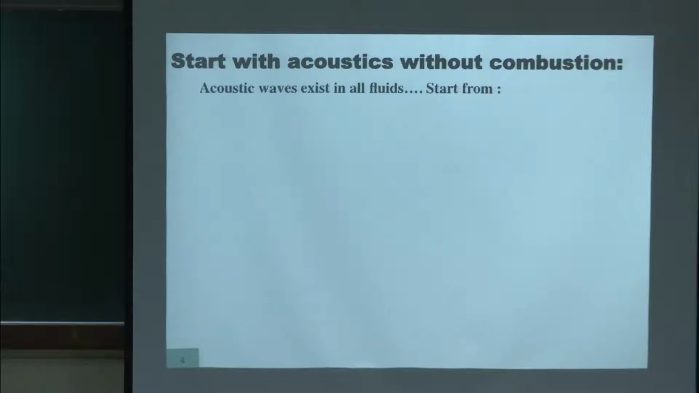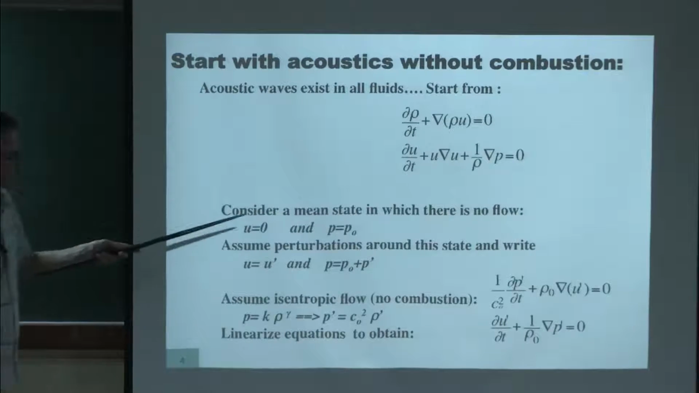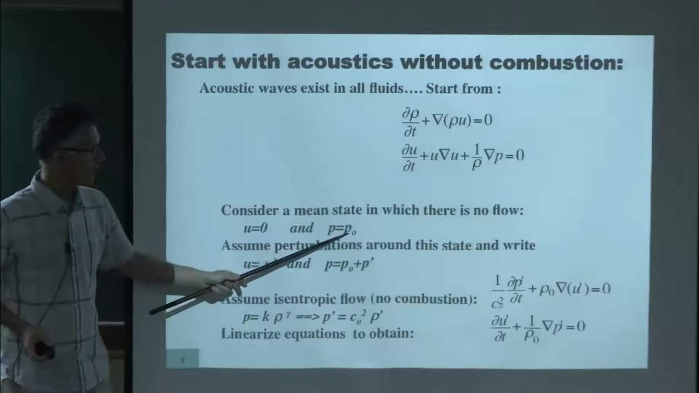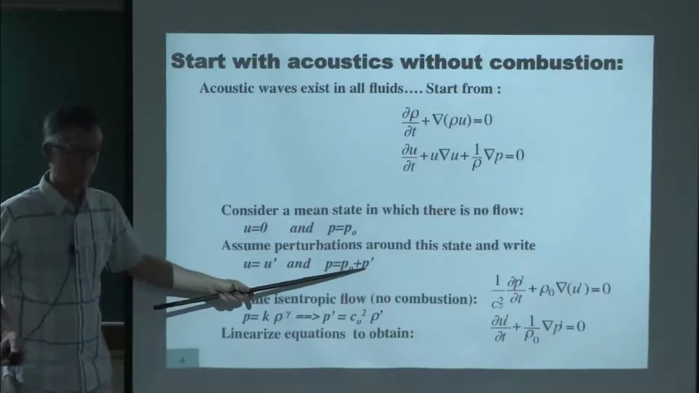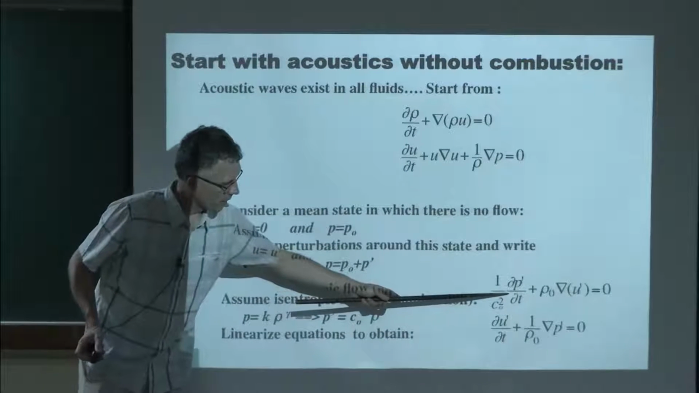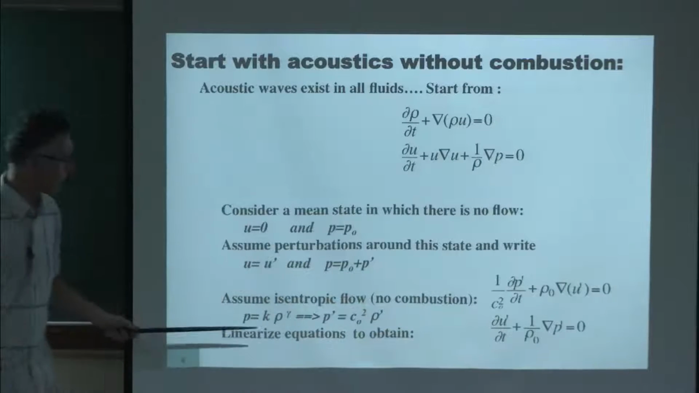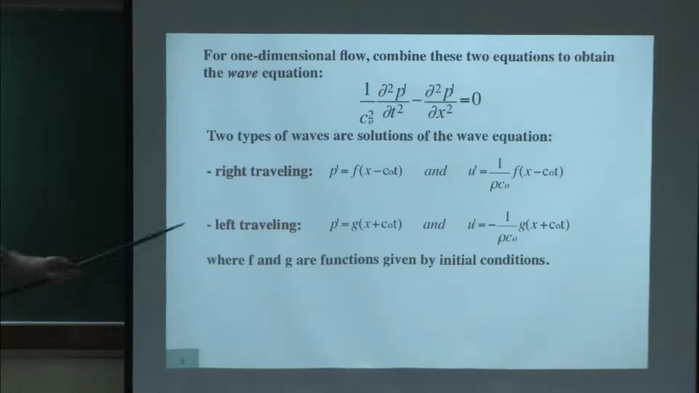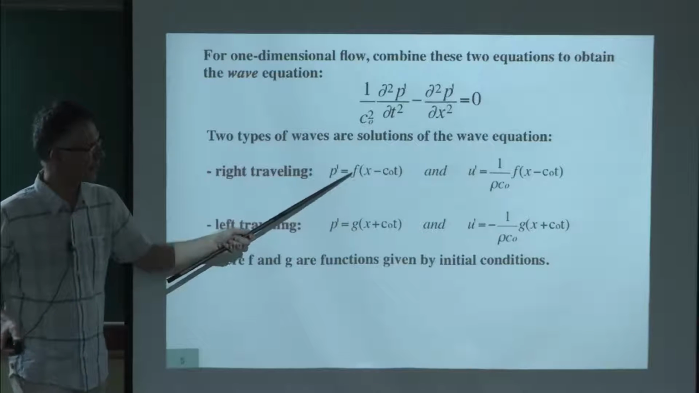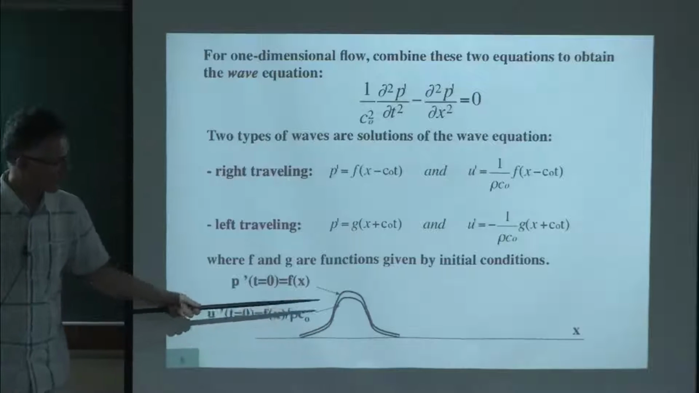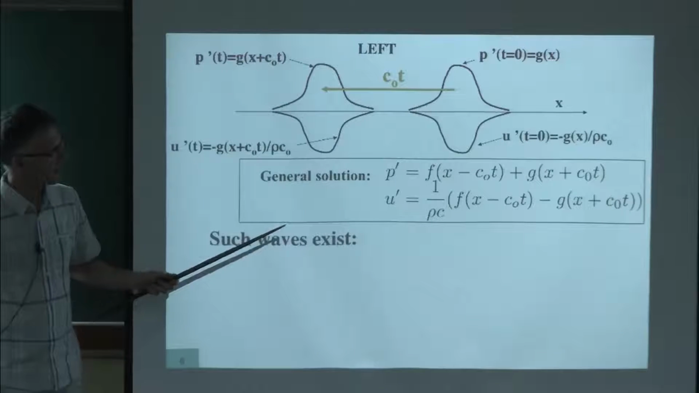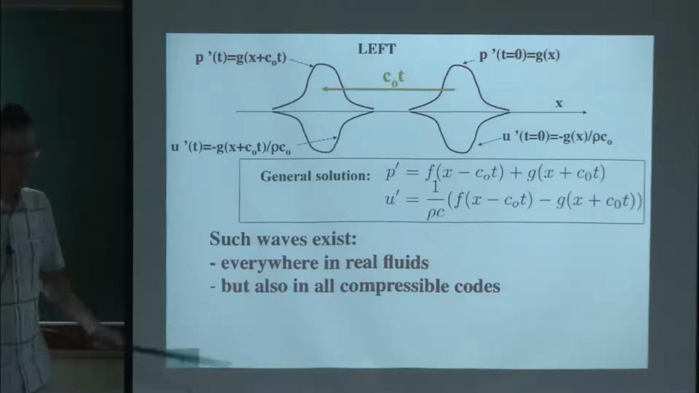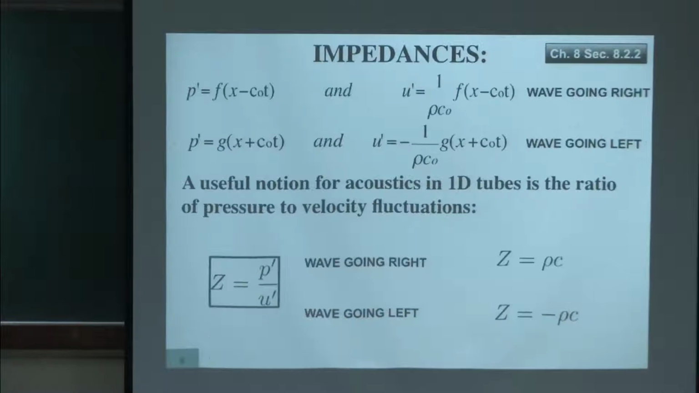So let's start by what I did already here. That's the acoustics in a non-reacting flow. Just to remind you how we did it, we normalized everything by the mean values, looked at the perturbations. We wrote the perturbation of pressure and velocity. We supposed the flow was isentropic because if it's non-reacting, entropy is constant. We created the wave equation. We said that there were two solutions, the wave going right and the wave going left. And the general expression was this one. And you have these waves everywhere. Okay, this I have already shown you.